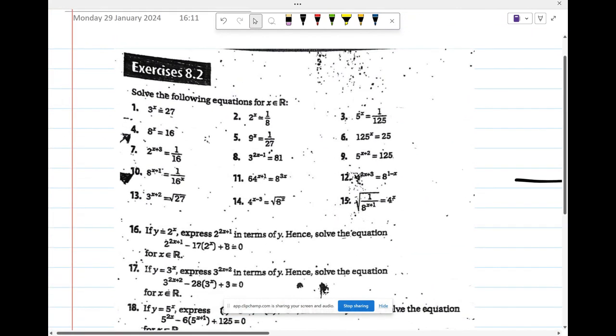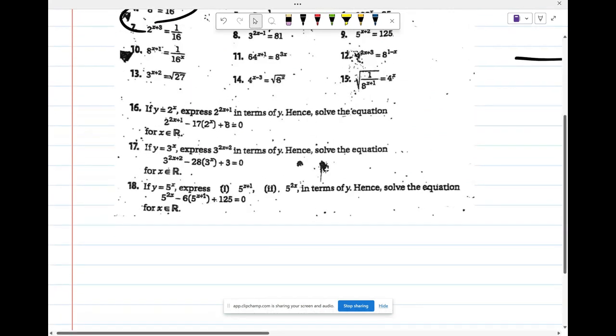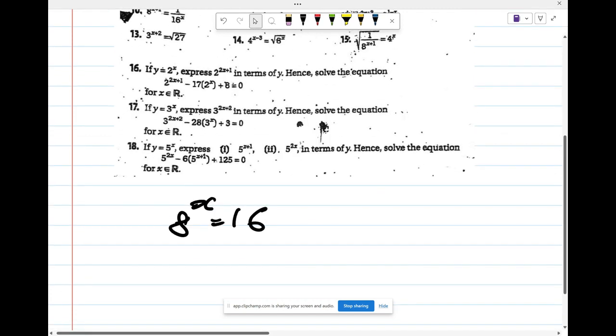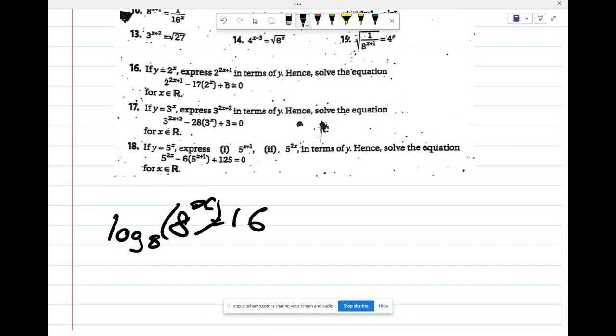And here we just did a bunch of them. I might not run through them all. Let me just run through this one here. So 8 to the x is equal to 16. How are we going to get rid of this? Well, what's the opposite of raising to the power of 8? We're going to take log to the base 8 of all that. Then we're going to keep it equal on both sides, so we take log to the base 8 of this. This will cancel with this. x is equal to whatever log to the base 8 of 16 is.